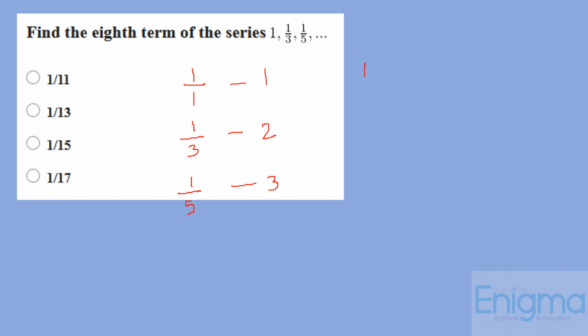Now, if you observe, the denominator is basically 2n minus 1, where n is the number of terms. Okay. So now we have been asked the eighth term. So the denominator will be 2 into 8 minus 1, that is 15. So our answer will be 1 upon 15.